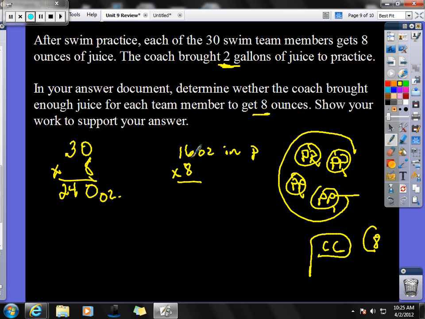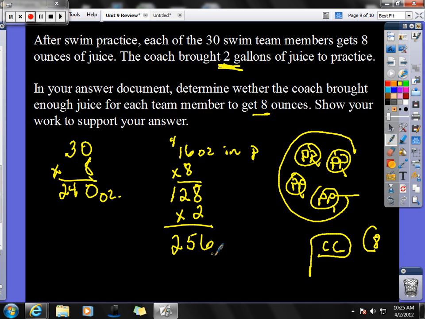16 times 8, 8 times 6 is 48. 8 times 1 is 8, plus 4 is 12. That means I have 128 ounces in 1 gallon. But now I have 2 gallons that I need. So I'm going to times that by 2. 2 times 8 is 16. Carry my 1. 2 times 2 is 4. Plus 1 is 5. 2 times 1 is 2.